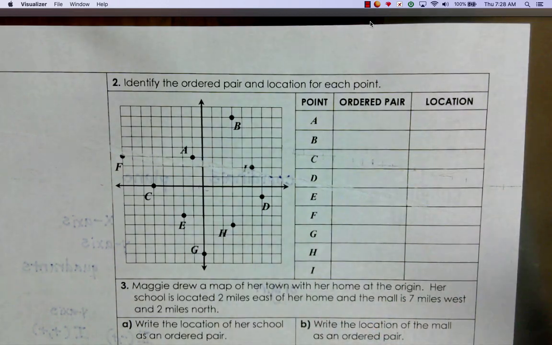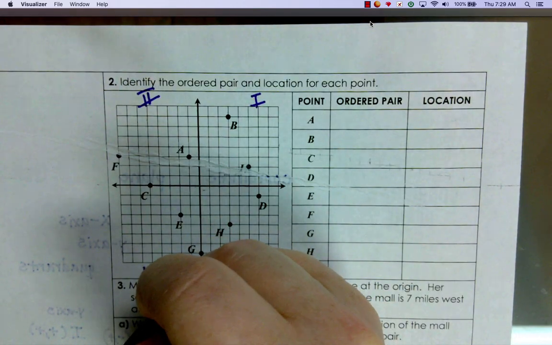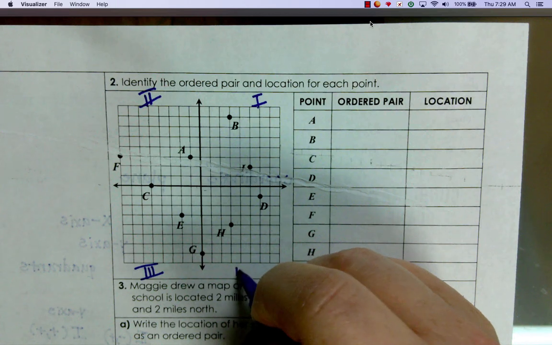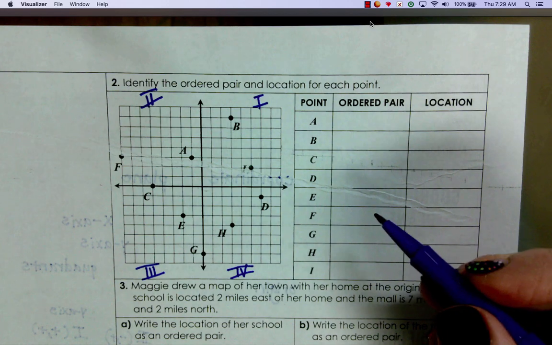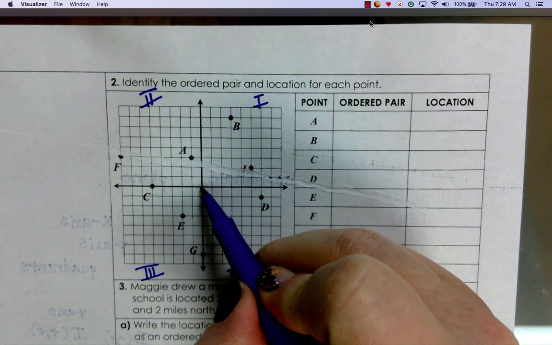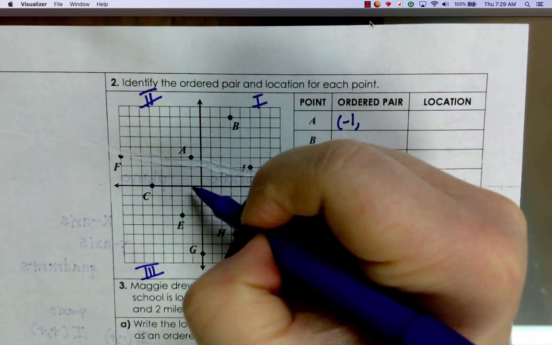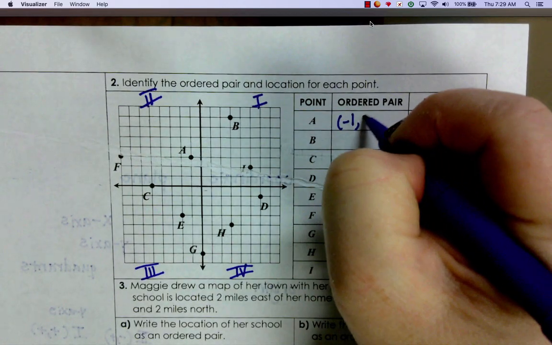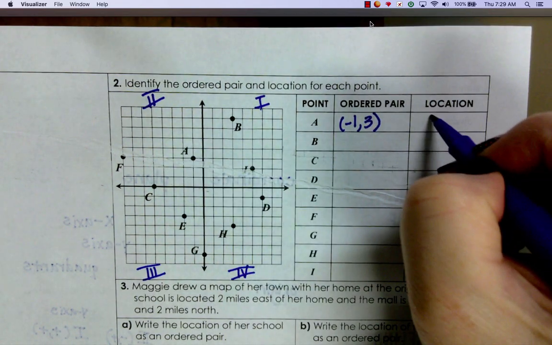You're going to identify the ordered pair again and location, meaning what quadrant. And what I always tell everybody to do, because you're going to have a quiz, you're going to practice, is identify your quadrants right away so I know where I'm at. If you are constantly doing this in your practice, it will come to you very easily. So A, the ordered pair, from the origin, I'm going negative 1, and then going up 1, 2, 3, positive 3. And the location, I'm falling in here, and that's quadrant 2.